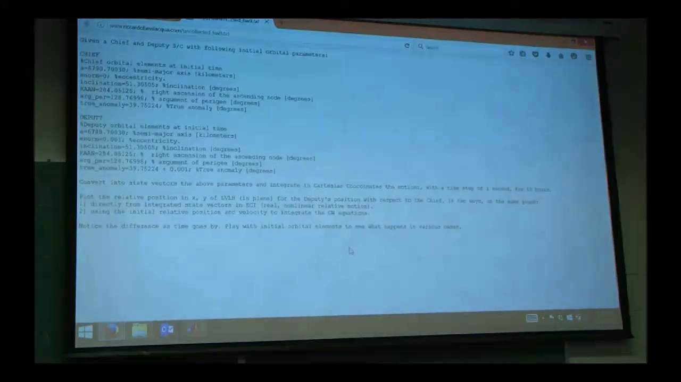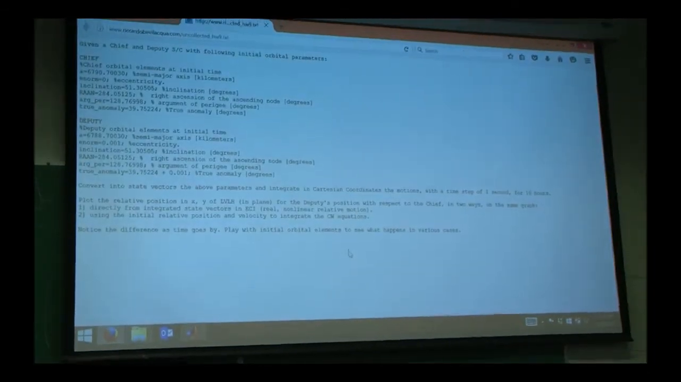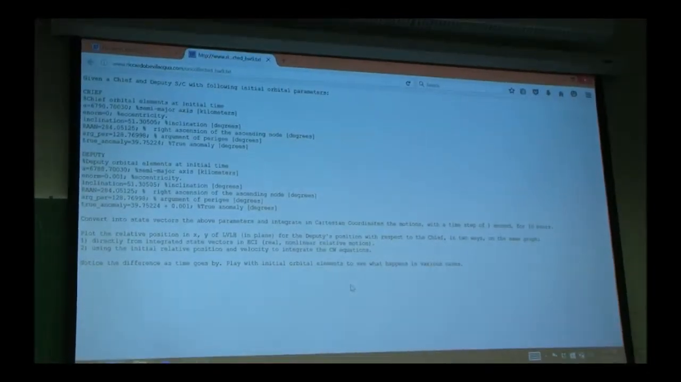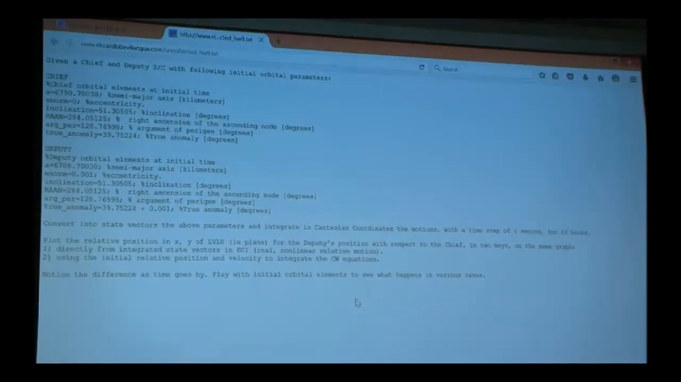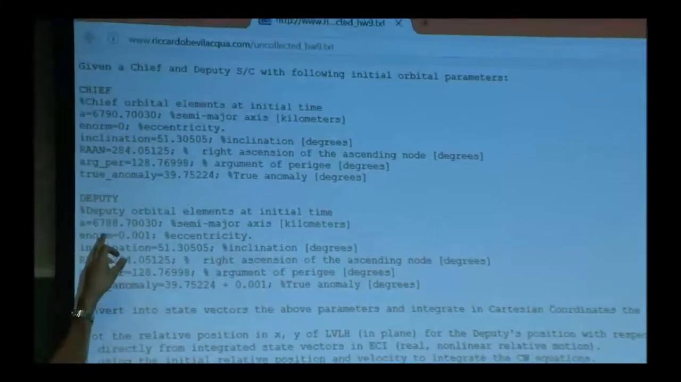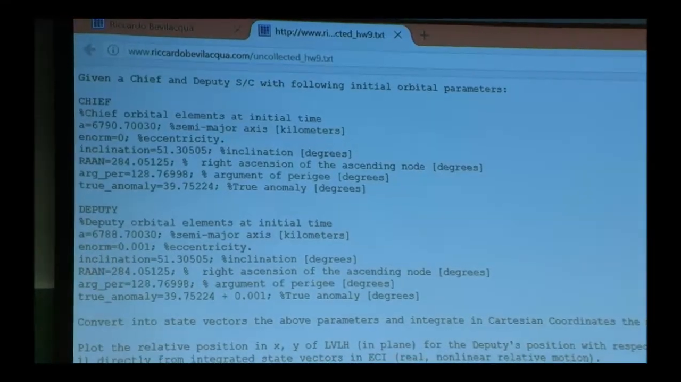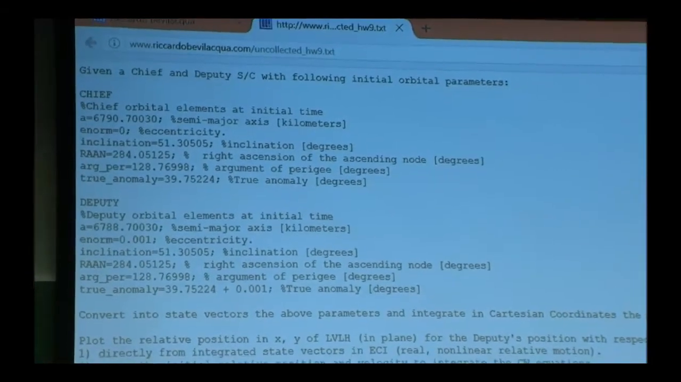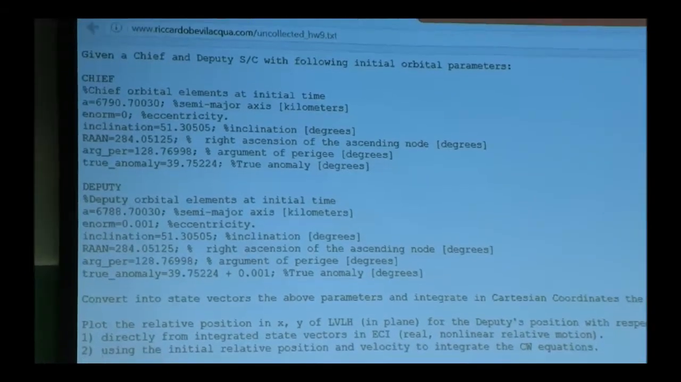So I'm giving you two satellites, chief and deputy. Of course, the chief has to be in circular orbit, because that's what we have assumed. So the eccentricity is 0. The deputy in this case is not, but you can play with this as a slight eccentricity, and notice that the semi-major axes are different, but that's just an example. You can change those numbers, and if you have time, play with different combinations.